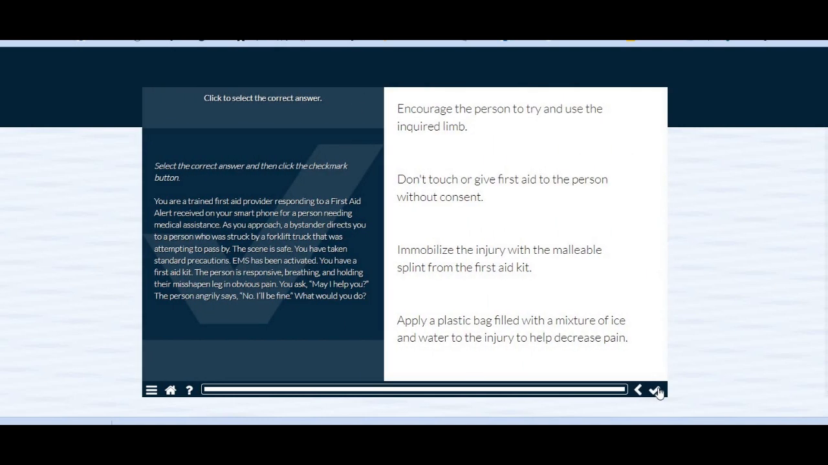Complete this review question to check your knowledge. You are a trained first aid provider responding to a first aid alert received on your smartphone for a person needing medical assistance. As you approach, a bystander directs you to a person who was struck by a forklift truck that was attempting to pass by. The scene is safe. You have taken standard precautions. EMS has been activated. You have a first aid kit. The person is responsive, breathing, and holding their misshapen leg in obvious pain. You ask, "May I help you?" The person angrily says, "No, I'll be fine." What do you do?